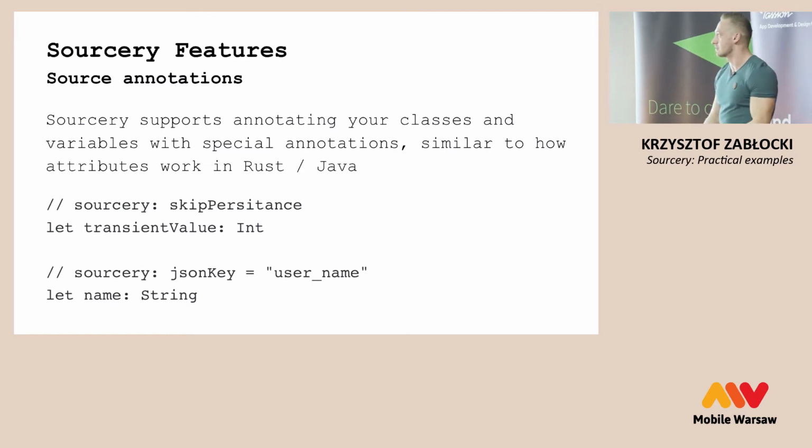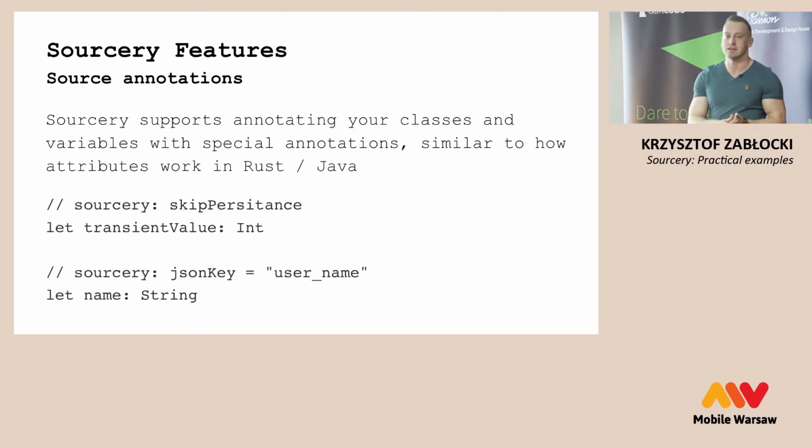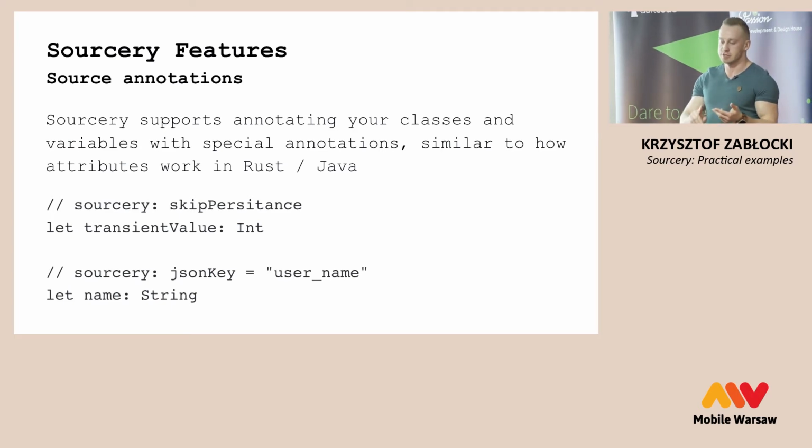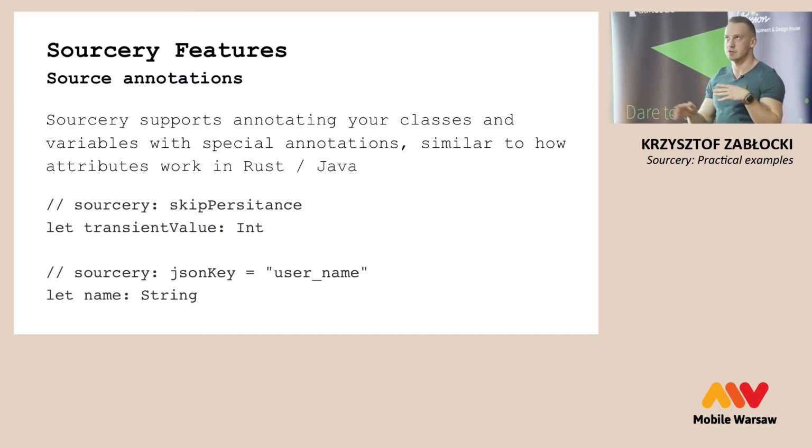One of the nice things that Sourcery brings to Swift is source annotations. Similar to how you had it in Java, you can attribute both types and variables with extra information. That means that if you have a variable that you want to skip in your template, you can just write a comment, Sourcery: skip persistence, or Sourcery: JSON key equals that. And that allows you to tweak your behavior in your templates.